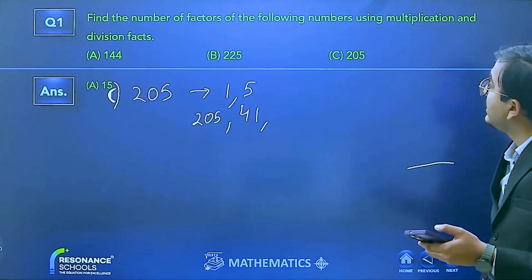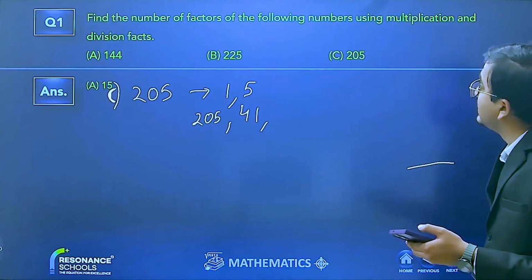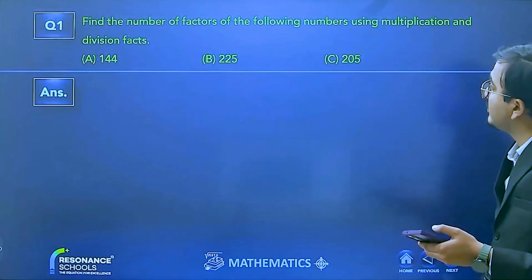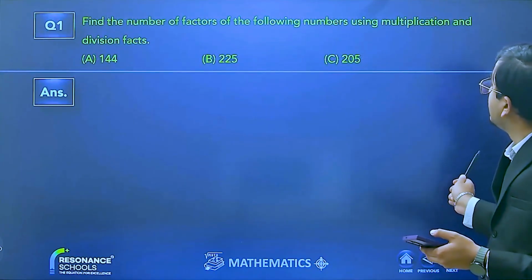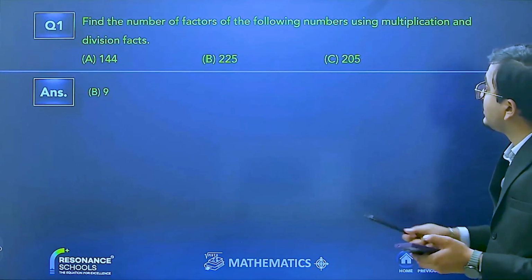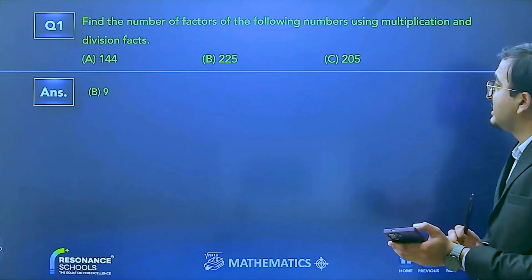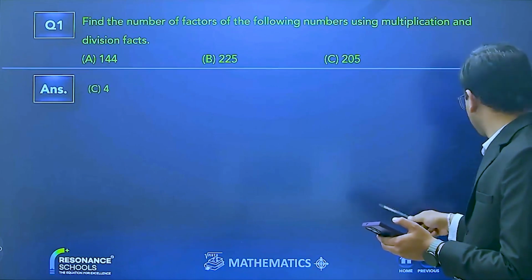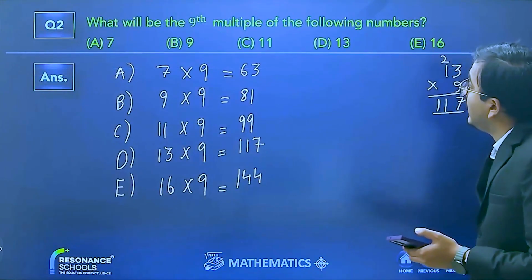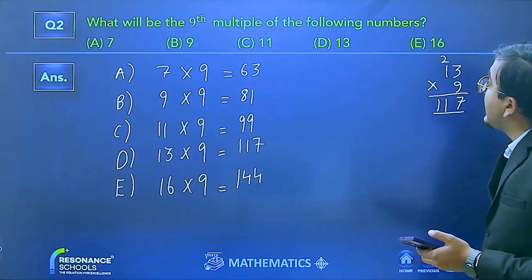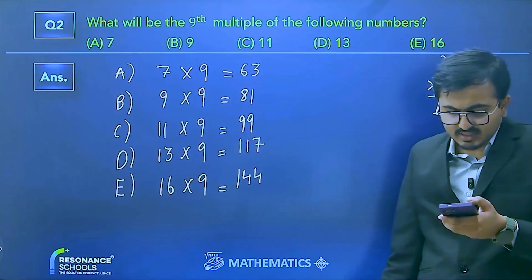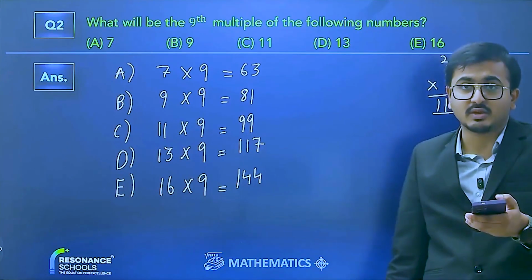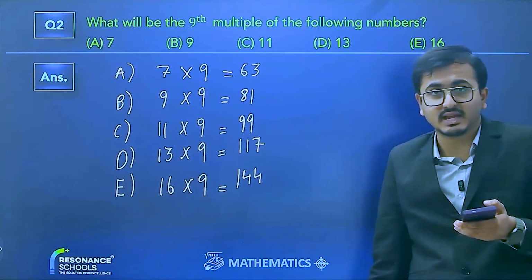Okay. So A1, the number of factors of the following. Find the number of factors they are asking. So this is for the B bit. How many factors are there? There are 9 factors. Now, what will be the 9 multiple of the following? Simply multiply with 9. You will get this sequence.